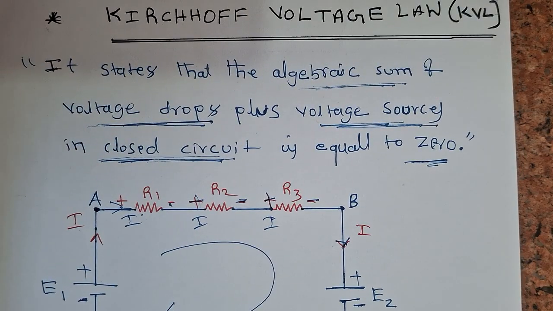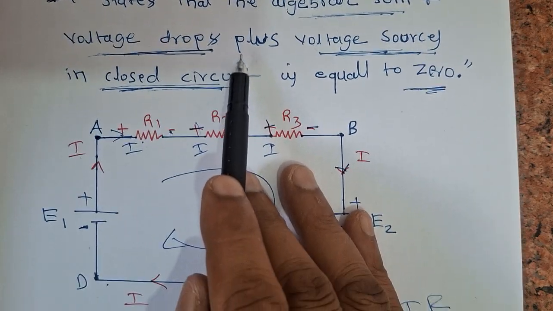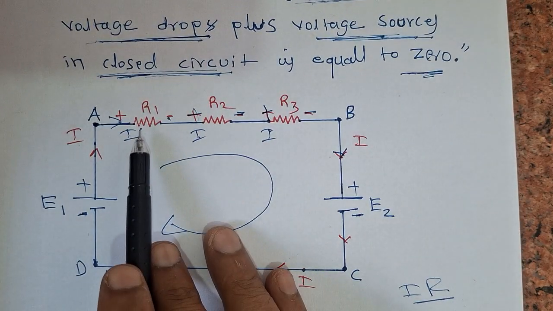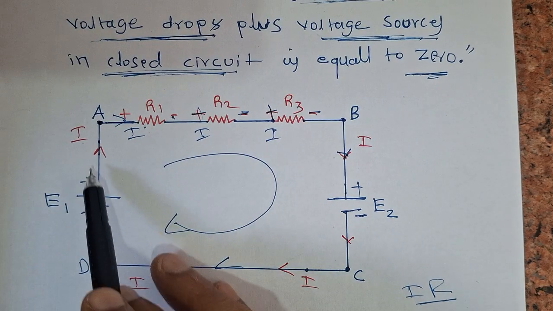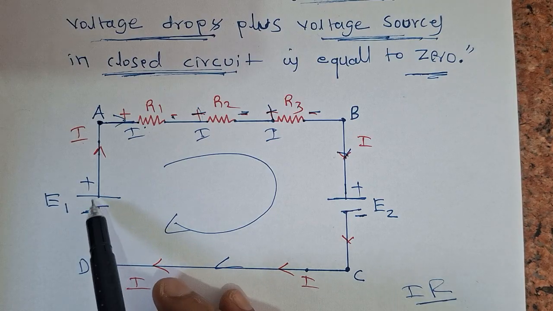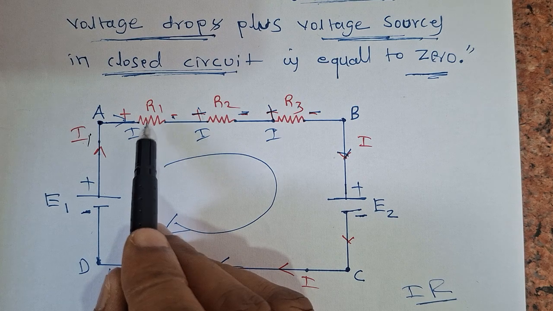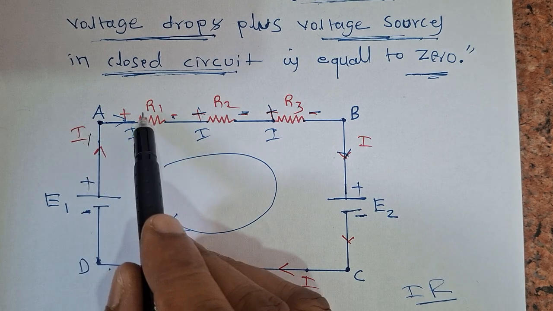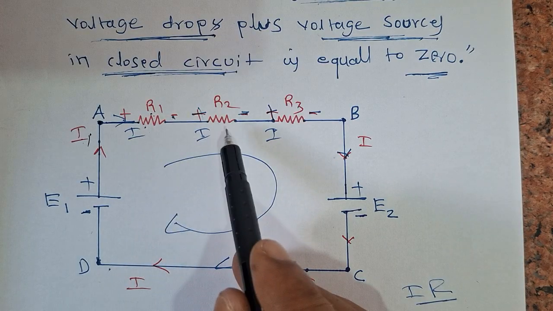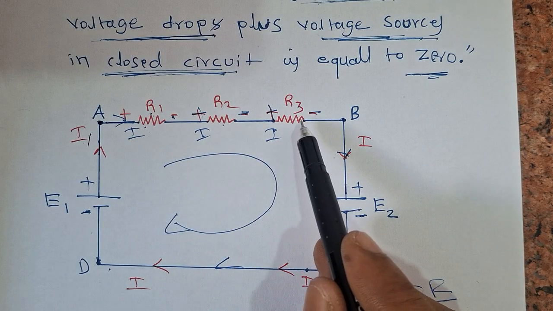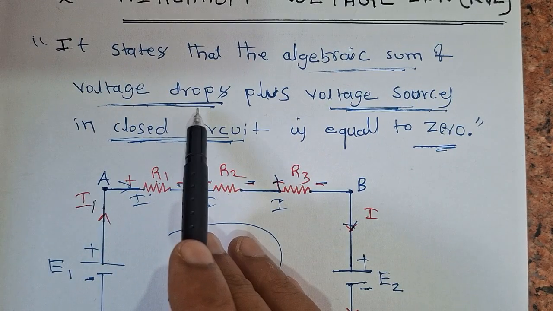The statement says the algebraic sum of the voltage drops. The voltage drops are across R1, R2, R3. When the current comes from this side, the battery gives the current I1. When this I1 current flows through R1, the product of I into R gives the voltage drop. So we have the voltage drop across R1, across R2, and across R3. These are the voltage drops.